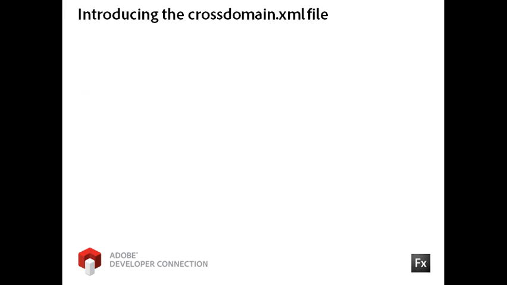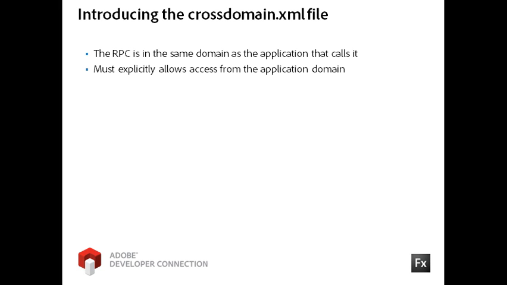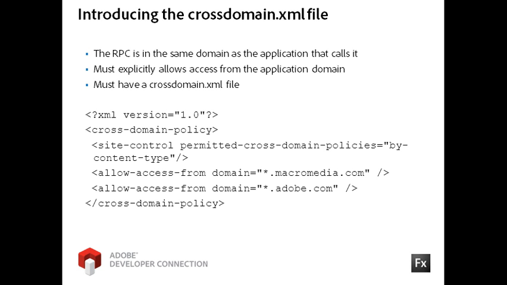The last topic of this video is the crossdomain.xml file. When you access RPC services with the RPC components, you are connecting to the service directly, which means that you might run into some security issues. The RPC service must be in the same domain as the application that calls it. If it is not, you must create a crossdomain.xml file that explicitly lists the domains that can access the services. You must literally create an XML file named crossdomain.xml and place it on your server. For instance, this example shows that applications in the macromedia.com and adobe.com domains can access the services on the server that contains this cross-domain file.